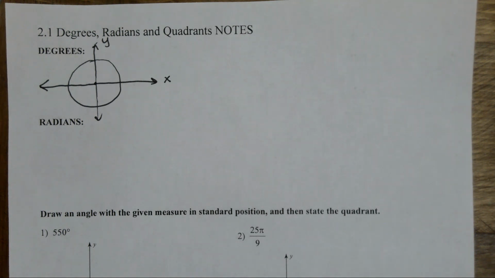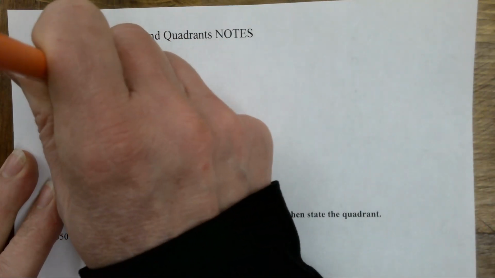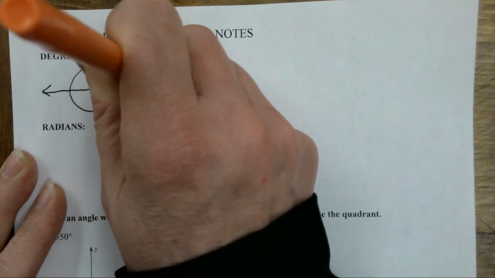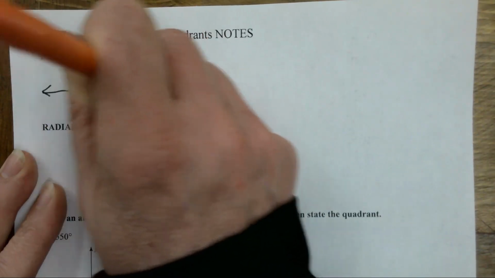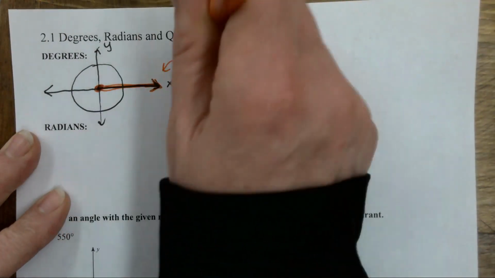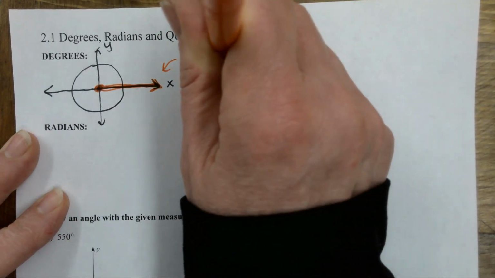And my starting position is the ray that comes out from the center. I'm trying to make it really dark so you can see it. It's the ray that comes out from the center and heads in the positive direction of the x's. This starting point is known as standard position.